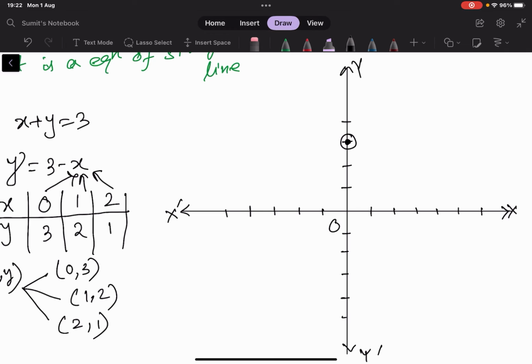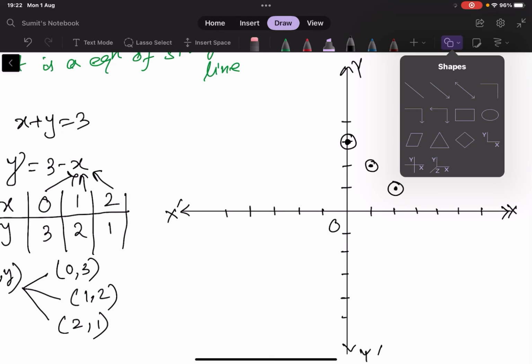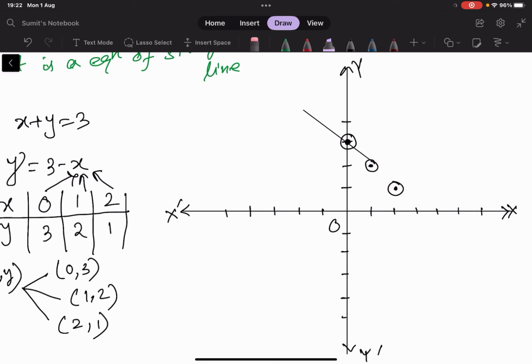(1, 2): x = 1, y = 2. Yes, that means that point only. Then (2, 1) means x = 2, y = 1. That point. Yes. Now if we join these 3 points together, since it is the equation of one straight line, we are drawing x + y = 3, if you join these 3 points, it will make a straight line. Yes, that will be a straight line.